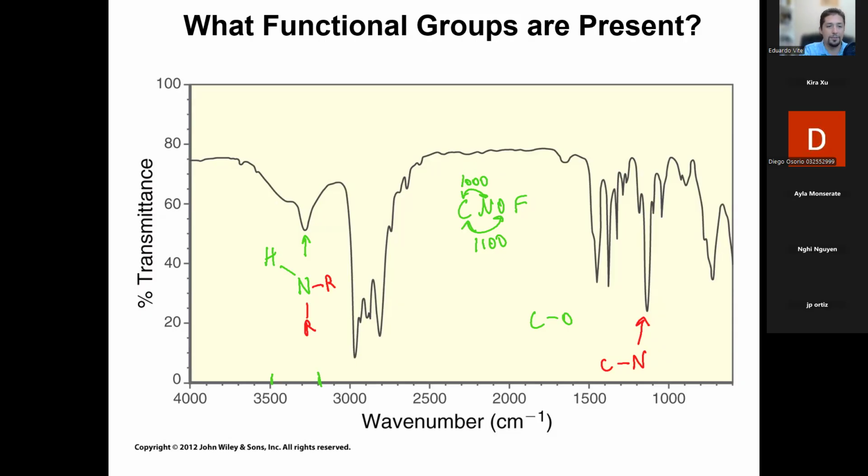What's this at 3000 in the pink? What's this? The CH bond stretching. Those are the CH bond stretches, right? Yep. Every time I'm going to ask you, because those are always there and you should not confuse them with anything else. Okay, any questions about this one?